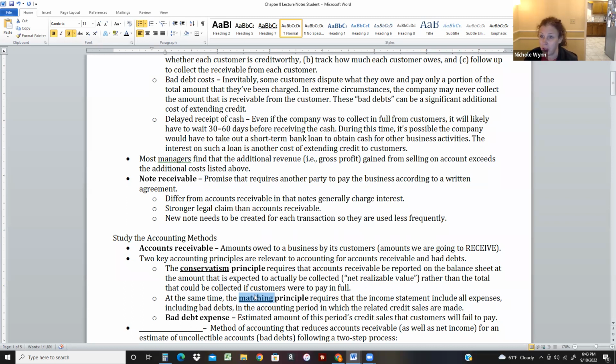We don't know. If we knew the customers that were going to pay their bills, we would have never charged them in the first place. So if you know that a customer is shady and they're not going to pay their bill, then you just wouldn't let them charge it. You'd make them pay cash. But we don't know that information, and it does happen.